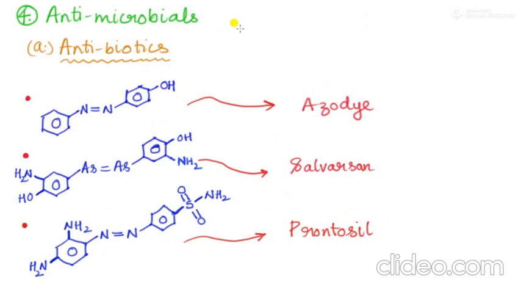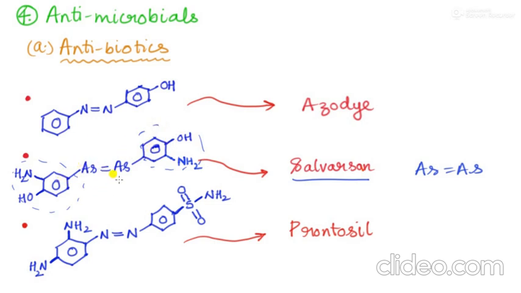We have antimicrobials here. Under antimicrobials, we'll first deal with antibiotics. So first we'll start with Paul Ehrlich, who first discovered salvarsan. The salvarsan structure is something like this. You draw As double bond As, and if you see, this part and this part are the same, so you could learn one of them and just attach the other part.